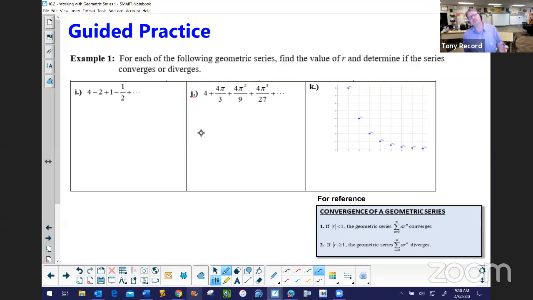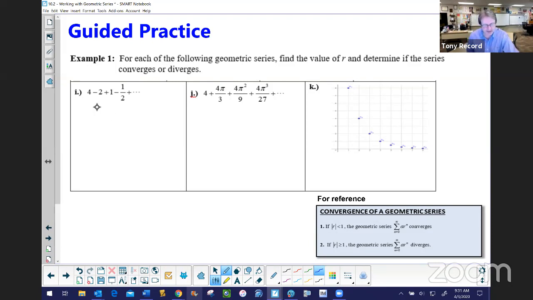I, J, and K are a little different in that the series is presented in a more open form. We don't have that summation notation expression. And a lot of students think, oh, does that mean I have to rewrite this in summation form? Well, it depends on what the question is asking. If we are only concerned about finding the value of R and determining convergence or divergence, we could do that fairly easily without having to rewrite it.